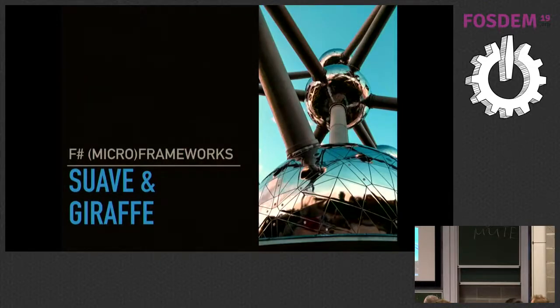And currently, in F-sharp, there exist two frameworks that attempt to use this principle of just, oh, there is a request and there is a response, to model the behavior of the web server. They are called Suave and Giraffe. Suave is a standalone implementation. It implements its own web server. Giraffe is an implementation built on top of ASP.NET Core. They are basically the same in terms of the abstractions they use. There is just this one small difference.